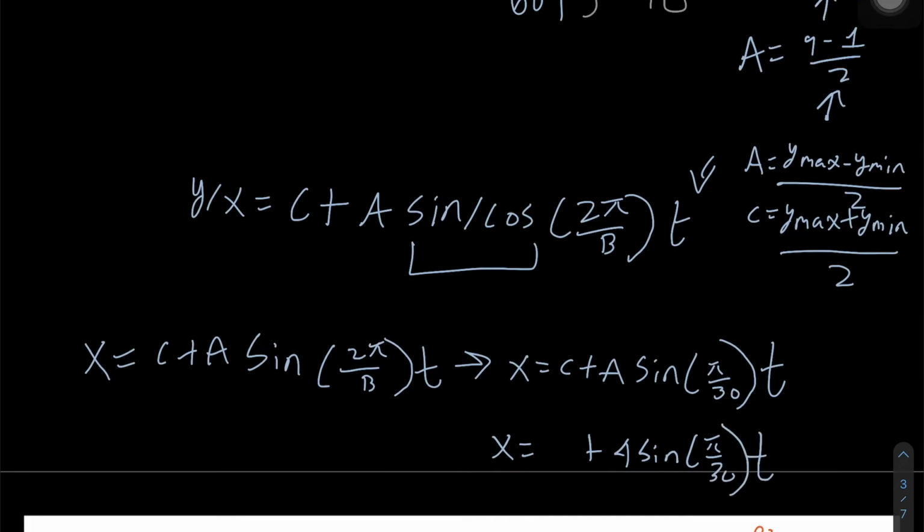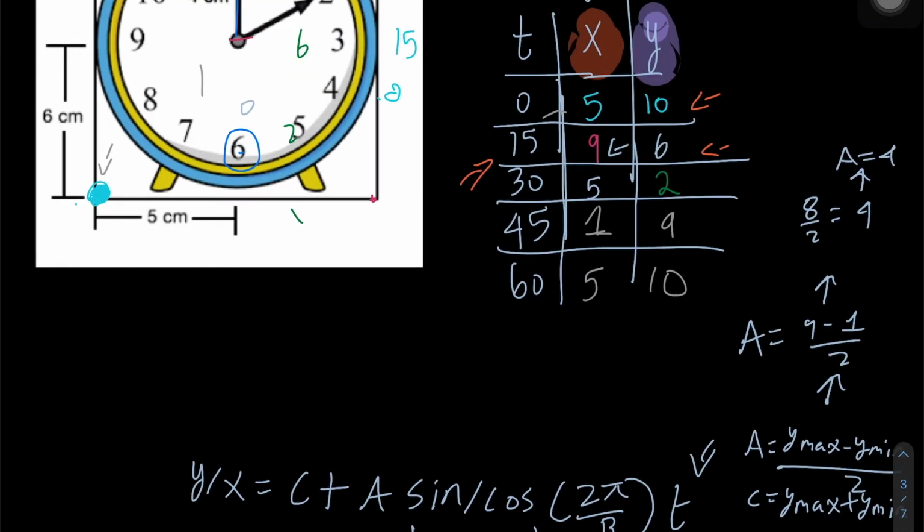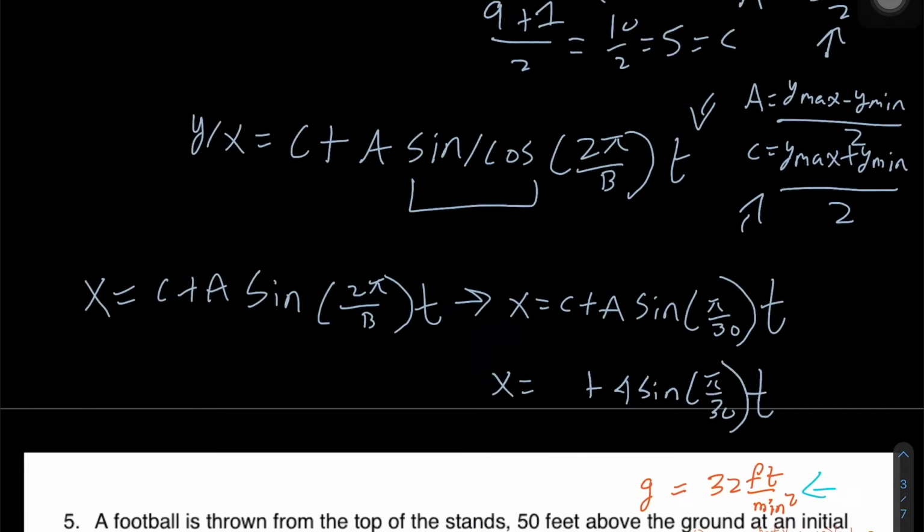Let's go ahead and find c. We just said c equals y max plus y min over 2. We know y max was 9, and this is coming from right here in our table, plus our y min, which was 1, over 2 equals 10 over 2, which equals 5, meaning c equals 5. We can just put that into our equation. There we go. We have our x equation for our parametric.